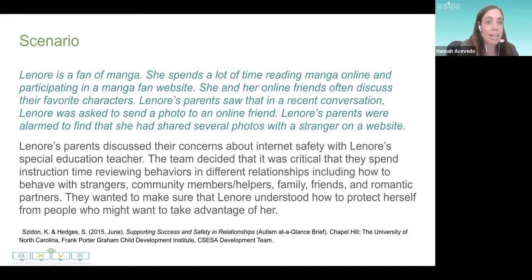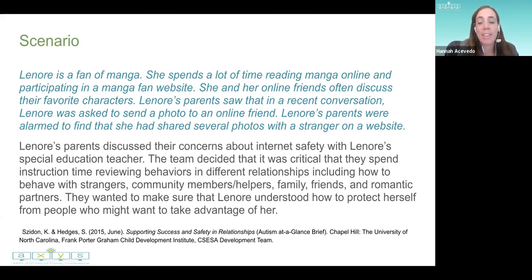So here is a scenario. This kind of scenario is something that I actually have quite a bit of experience with, from my work with parents and being a parent. So Lenore is a fan of manga. I don't even know what people call it. She spends a lot of time reading it online and participating in the fan website. She and her online friends often discuss their favorite characters.